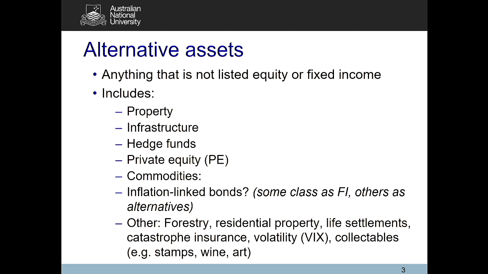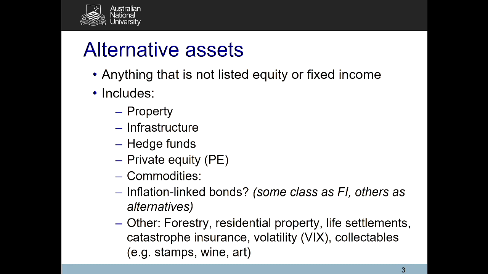All right, so remember, we say that alternative assets is essentially anything that isn't the 2 asset classes that we've already looked at in the course. So anything that isn't listed equity or fixed income. Now, this week we look at property and infrastructure. Next week, we have a very busy week. We look at hedge funds, private equity, and commodities.